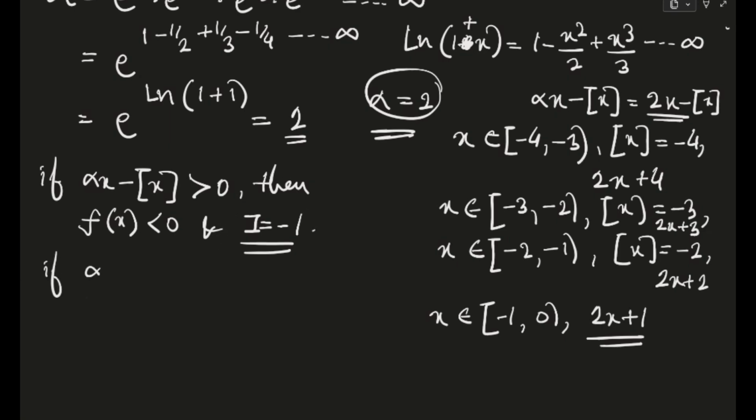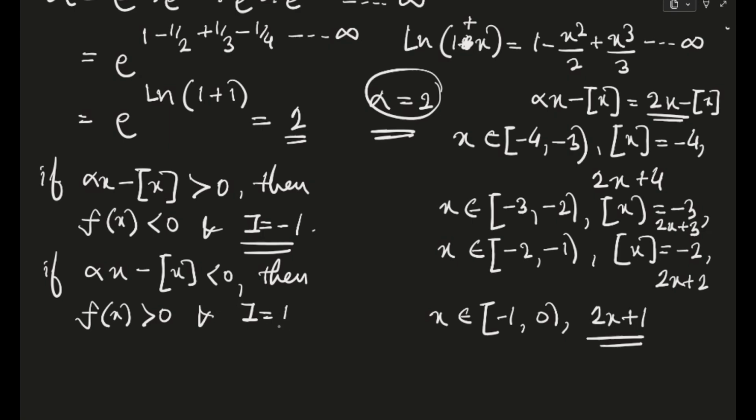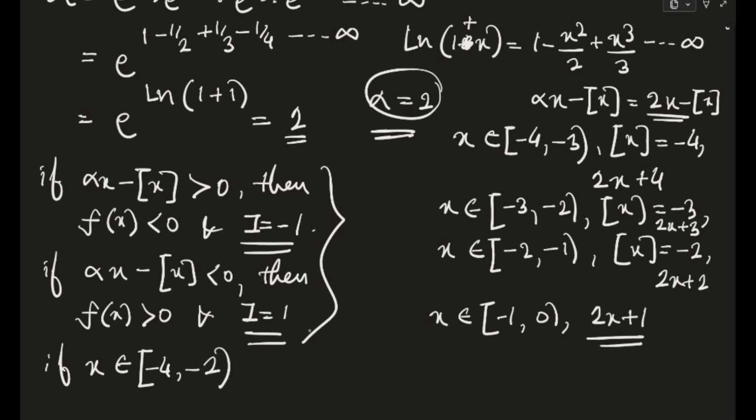And if we reverse the sign, if 2x minus box x becomes less than 0, then f of x will become greater than 0 and I will be equal to 1. Okay, now let's see how this is coming. So say if I take x belonging to minus 4, now what I am doing is basically taking minus 4 to minus 2. Okay, there's a reason behind that.